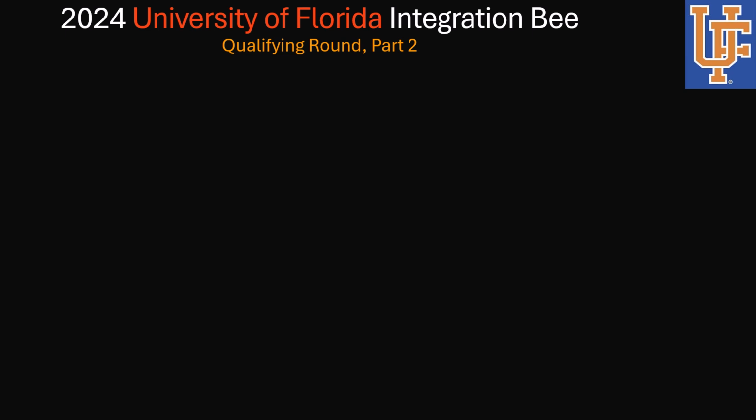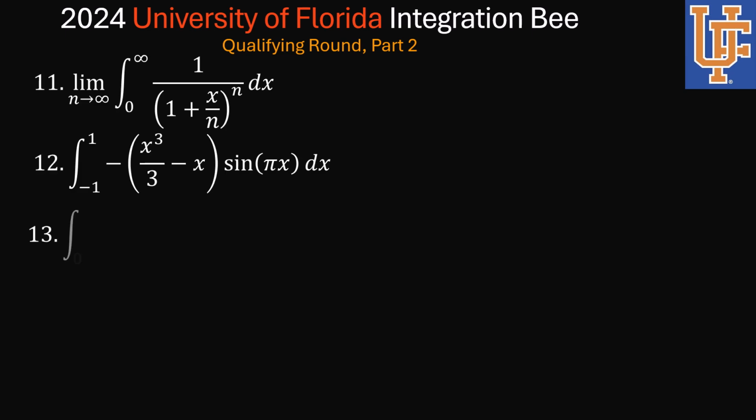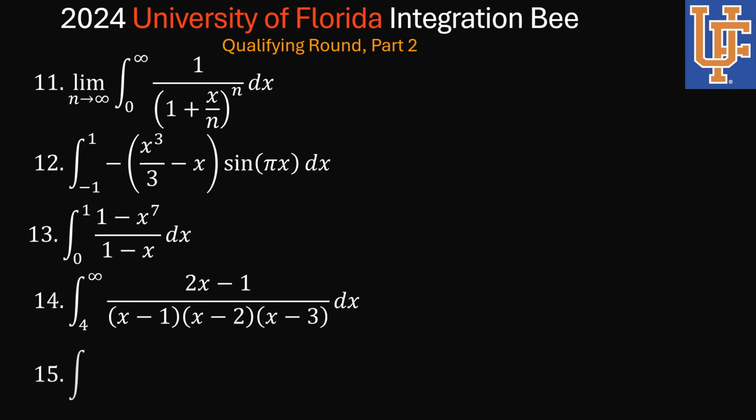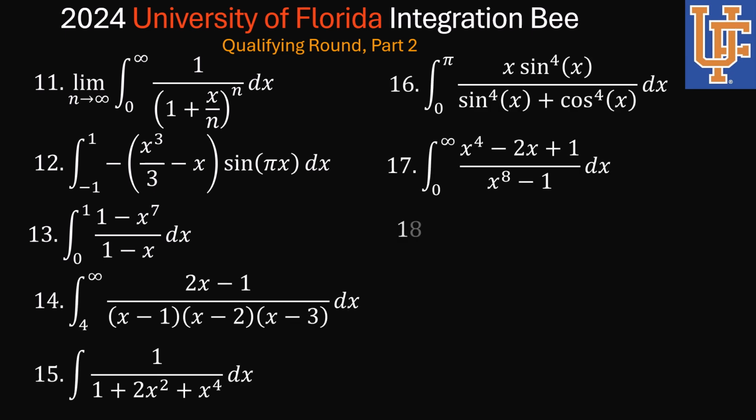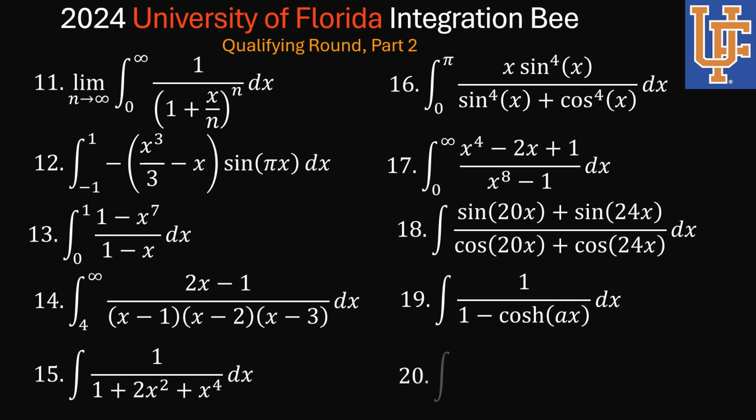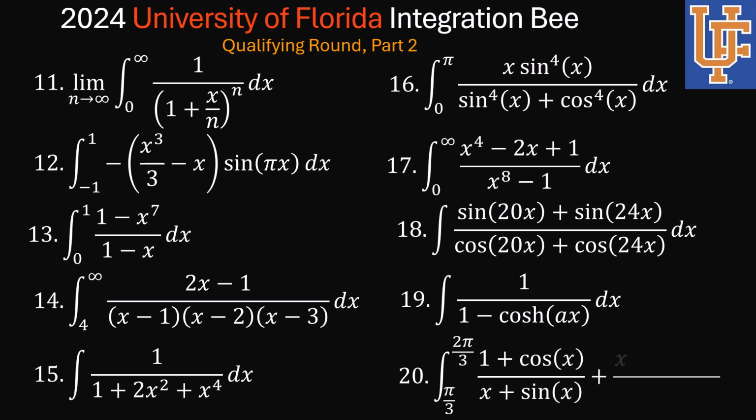Everyday Mathematics. Today we are still on the 2024 University of Florida Integration B qualifying round. And this next phase is what we call part 2. We'll be looking at problems number 11, 12, 13, 14, 15, 16, 17, 18, 19, and 20. So these are very interesting problems. I like to just take time to solve them systematically in a way that is easy to understand.